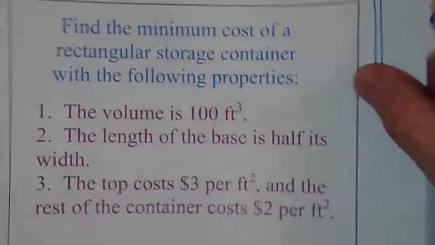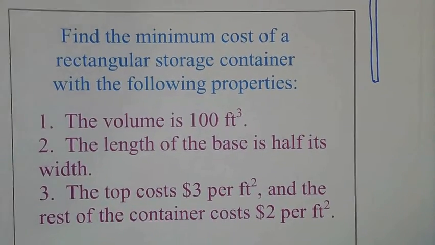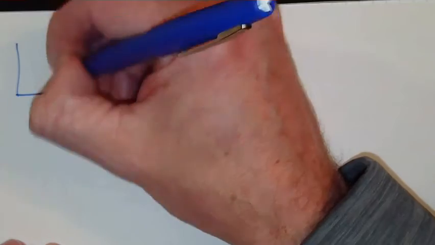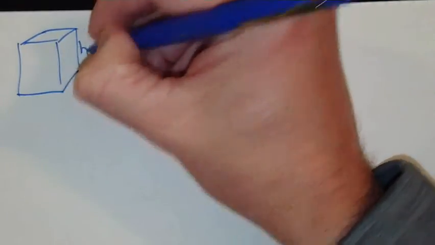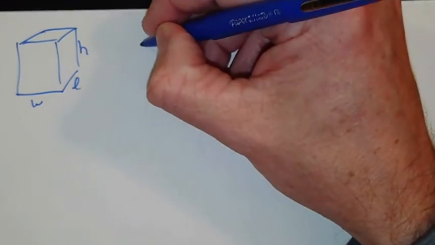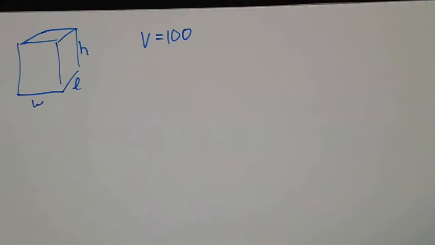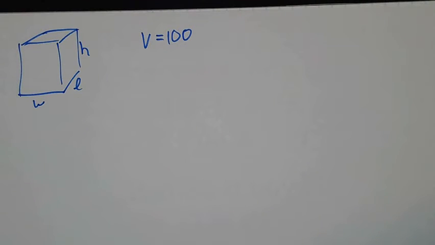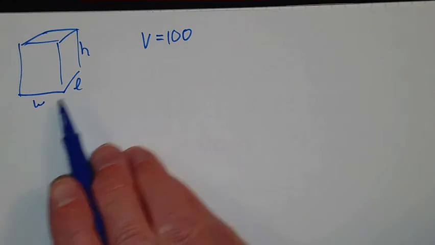Man, I got paper all over the place. Volume is 100 cubic feet. So I'm going to get a plain sheet of paper here, so it doesn't have writing on the back of it. That'll make for a better video for you guys. So I am going to imagine this storage container, something like that, with height and width and length. And my volume is 100 cubic feet. The length of the base is half of the width.